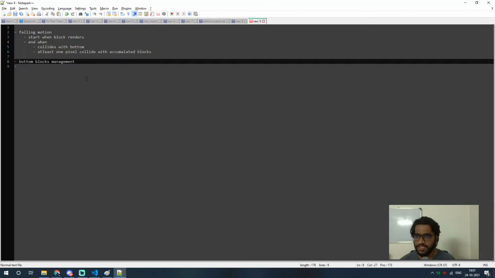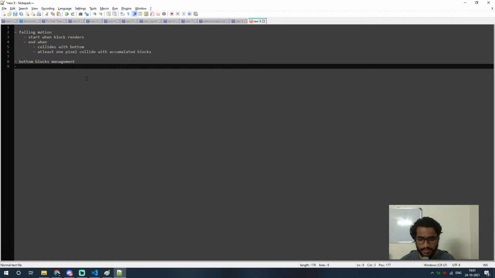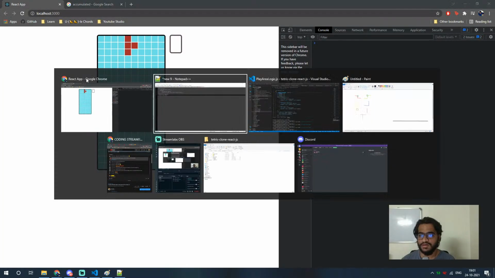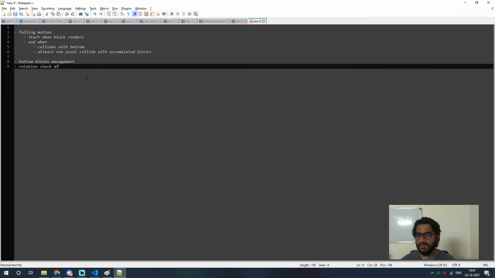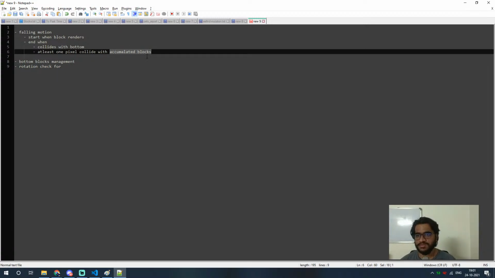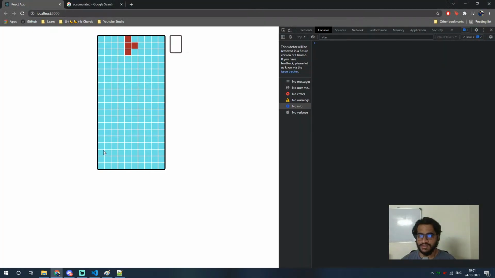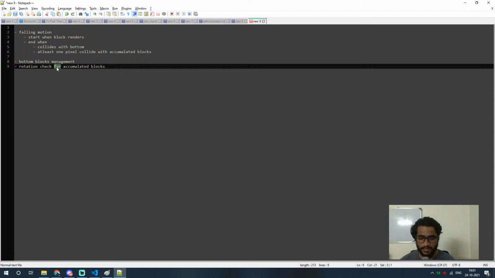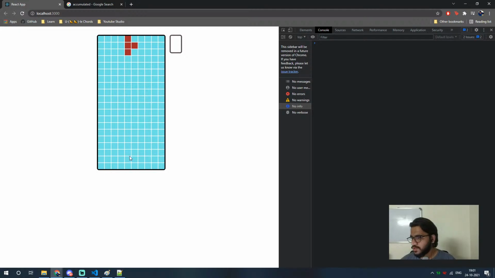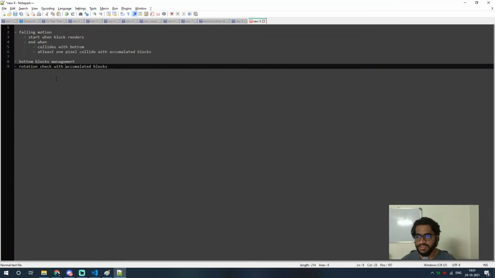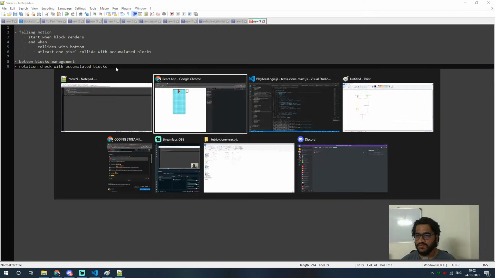So it is also another rotation check, after rotation check for bottom, for accumulated block. Yeah, whatever. So collision would be in this step. We would work on the collision of the blocks.